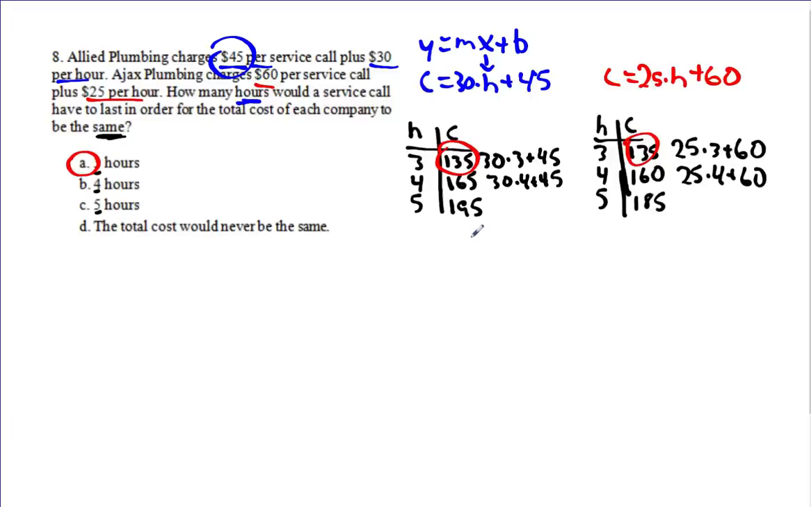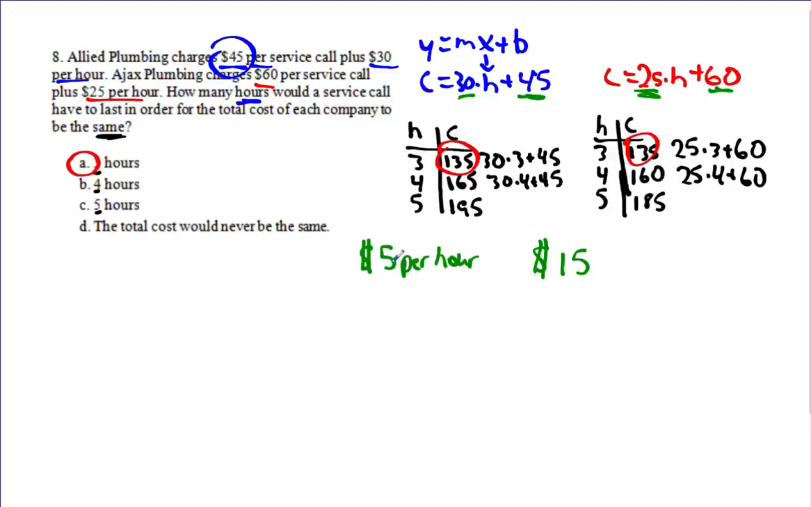Okay. You also could have used a little bit of common sense here. If we look at the difference in service calls, 60 minus 45 is a difference of $15. So it costs $15 more to get company 2 to show up, right? But then the difference in rates, 30 minus 25, it's $5 per hour, right? So it's a $5 per hour difference. So then the question is, how long would it take if you're going $5 per hour to get to $15.